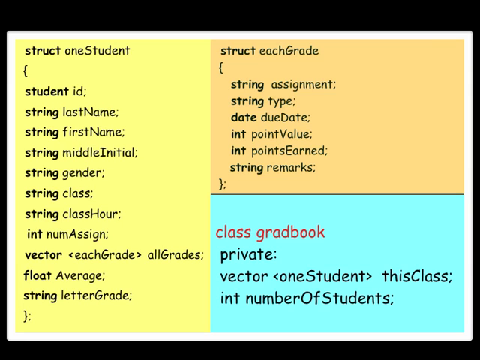Then, when we have one student defined, as well as each grade and the assignments list for all grades assigned, we could create a class called Gradebook. We would have two private variables. The first one would be a vector called this class. Each element of the vector would be equivalent to one student. So we basically have a list of students for this class. We would also have to keep track of the number of students.